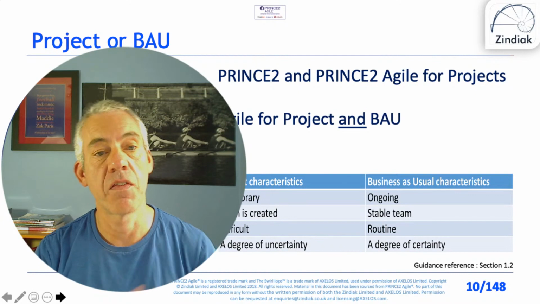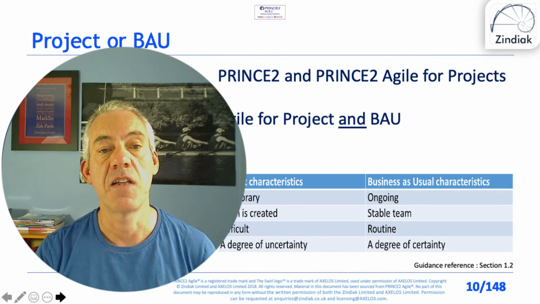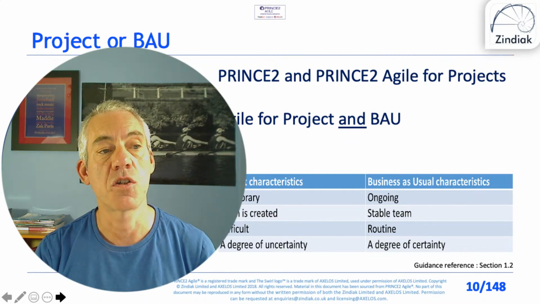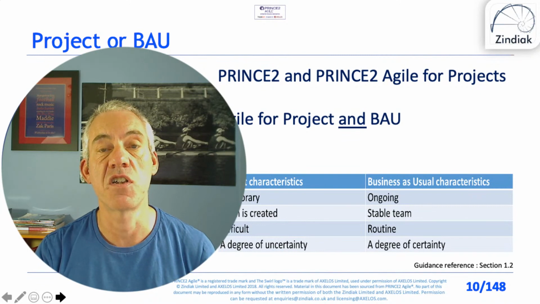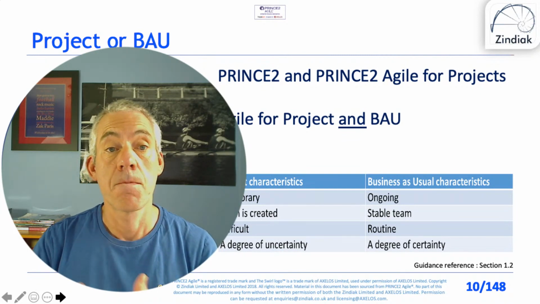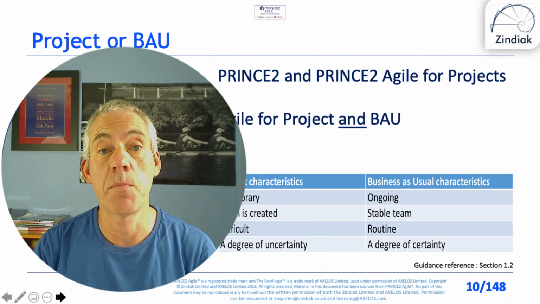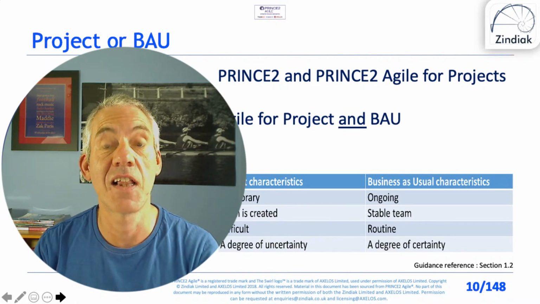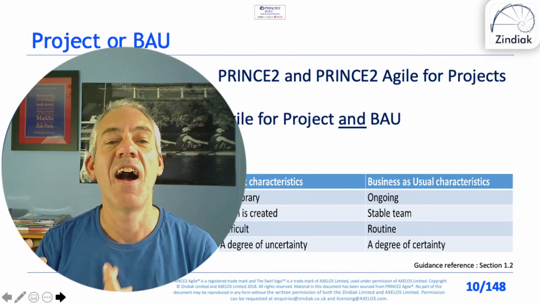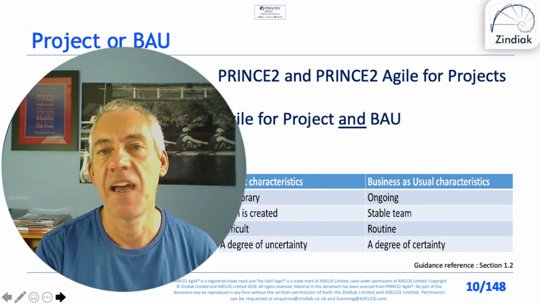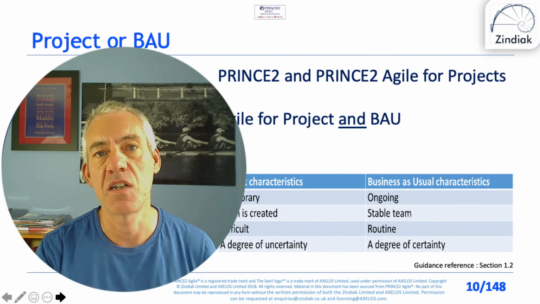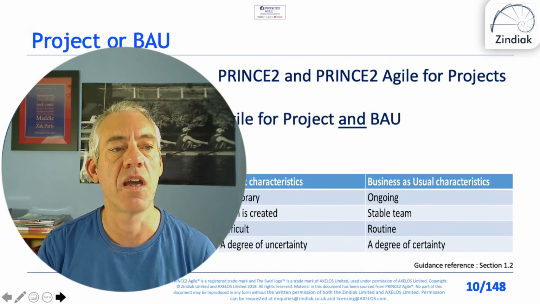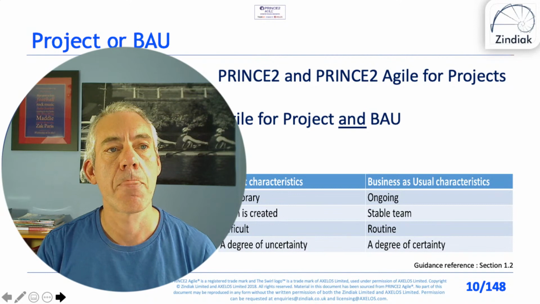And you can see on the table to my left the differences between the two. I'm sure that you don't need me to go through those particularly. I'll just make a note of the bottom one in terms of the degree of certainty or uncertainty. Clearly there is uncertainty in business as usual. Uncertainty is risk. There is clearly risk in business as usual. There's just more of it generally in projects because we are changing. So there's a greater degree of uncertainty.